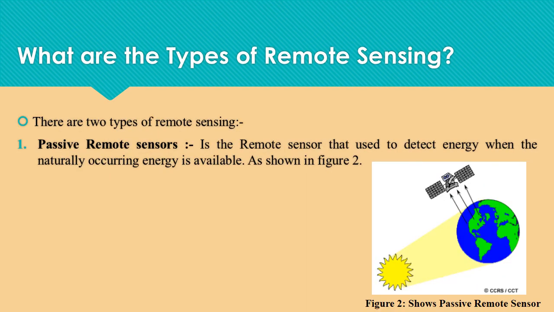What are the types of remote sensing? Actually, there are 2 types of remote sensing. The first is called passive remote sensing or passive remote sensor. That is the remote sensor that is used to detect energy when naturally occurring energy is available. As shown in figure 2, the sun's radiation is incident on the earth and is reflected to the sensor. This sensor will detect the reflected or emitted radiation from the earth. In this case, we call it a passive remote sensor.